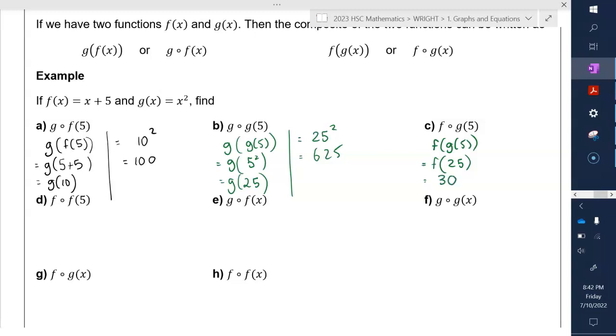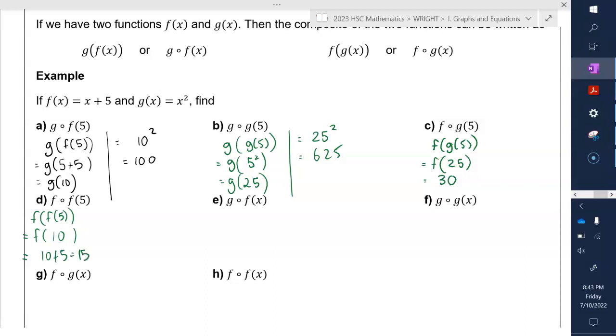Next one, D, f of f of 5. So f of 5, you must be getting good at these now, is f of, what's f of 5? Got a 5 here, so wherever our x is, we're popping a 5. 5 plus 5 is 10. So it's f of 10, which is what? It is popping a 10 where there is an x, 10 plus 5, which is 15.